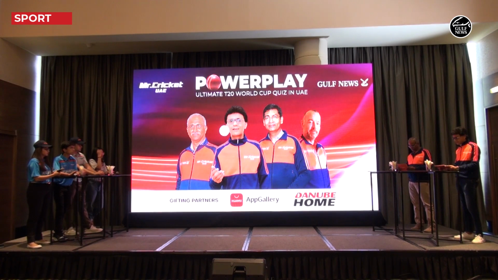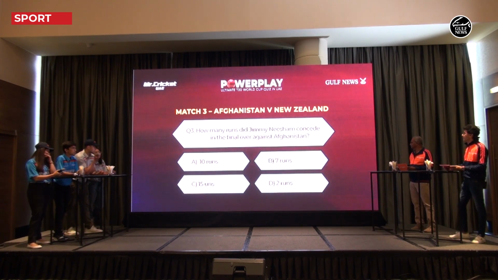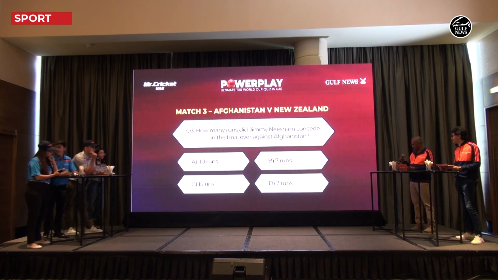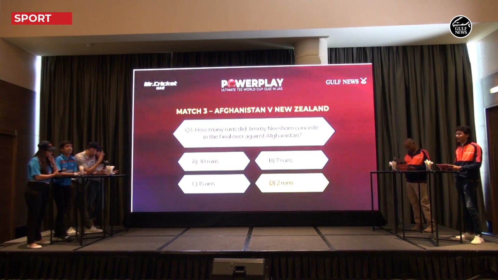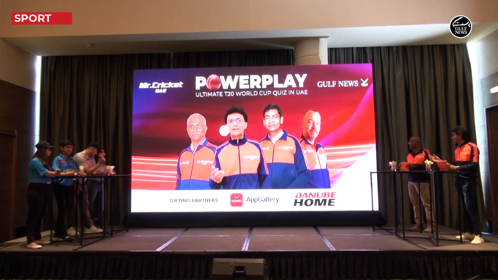How many runs did Jimmy Neesham concede in the final over against Afghanistan? Your options are A, 10, B, 7, C, 15, D, 2. Who pressed the buzzer? New Zealand. Come on. It's D, 2 runs. Is that the right answer, Shyam? Yes, it is. Wow, New Zealand has bounced back. So I guess it's 4 all, 4 runs each. All right. Shyam, over to you. 4 and 2. Yeah. Who's leading?